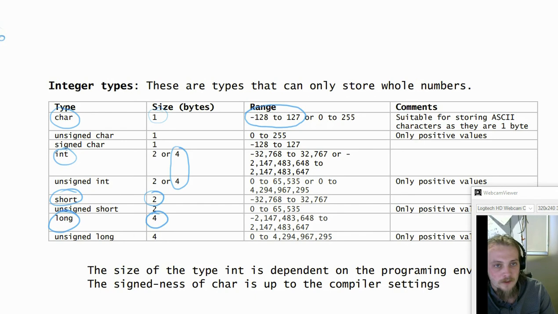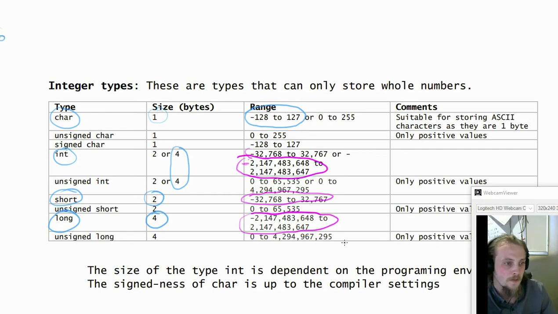Now, if we have a look at these, we can have a look at the range here. That should have a negative there. We can see that we can store different sizes of numbers. We can store very small numbers in a char. We can store a lot larger numbers in an int or a long. And we can store smaller numbers in a short.